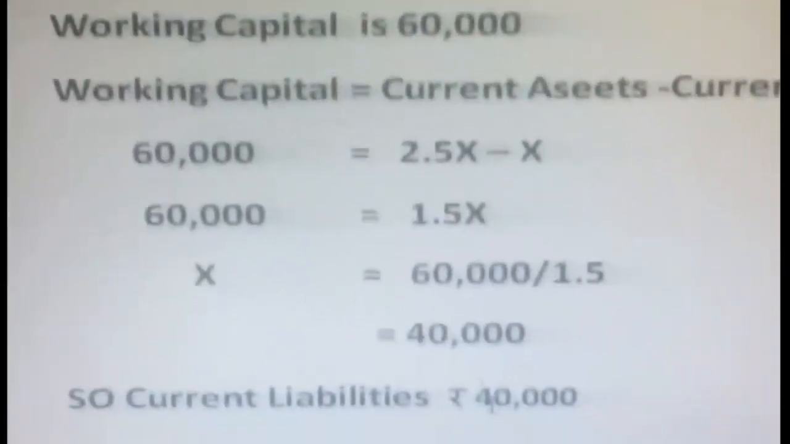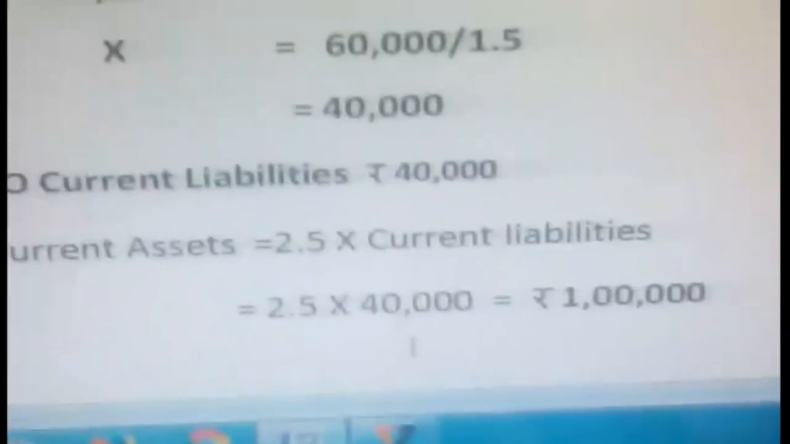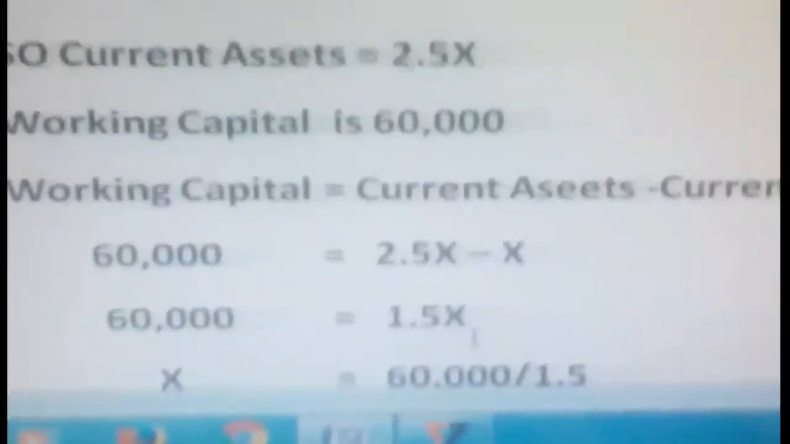Now we understand how to find current liabilities. Now similarly, as you know, current assets is equal to, we already formed the equation.